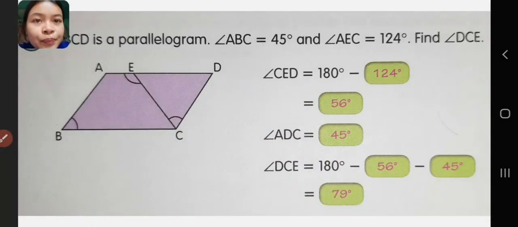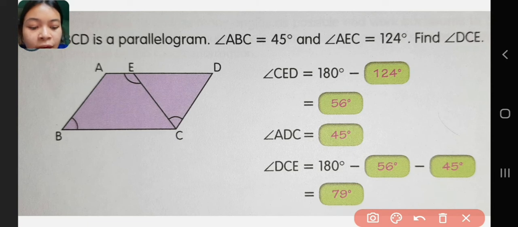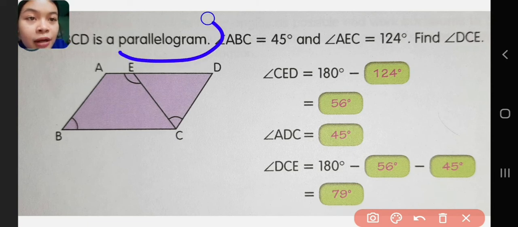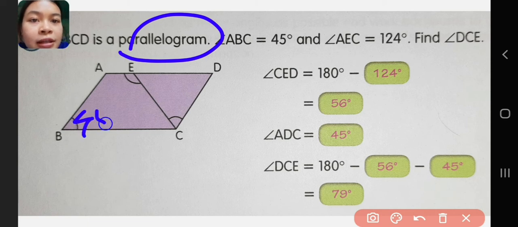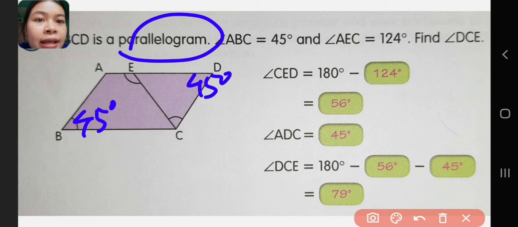ABCD is a parallelogram. Remember, this is a parallelogram. ABC equals 45, so this is also 45. AEC equals 124. Now we want to find DCE. How to find this one?